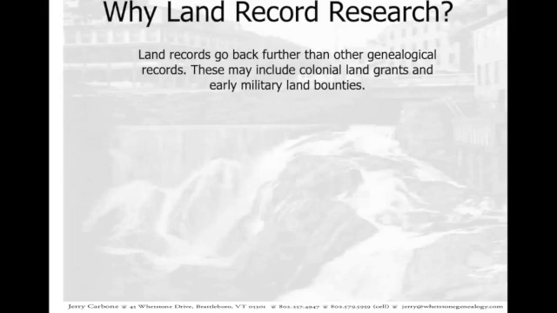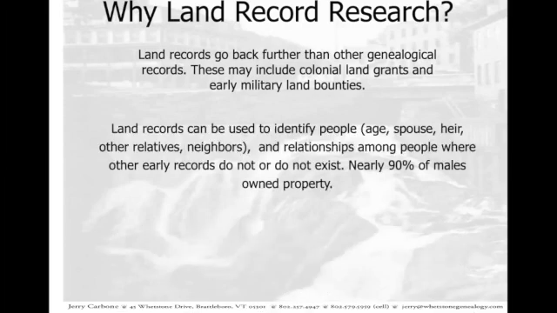And apparently, going beyond the United States, there are land records available in Denmark that go back to, I'm sorry, not 1900, but 900 AD. And the US land records exist from the early 1600s. Those would include the early colonial grants and military land bounties. They can be used to identify people, age, spouse, heirs, other relatives, neighbors, and those relationships among the people where the other earlier records do not or do not even exist.